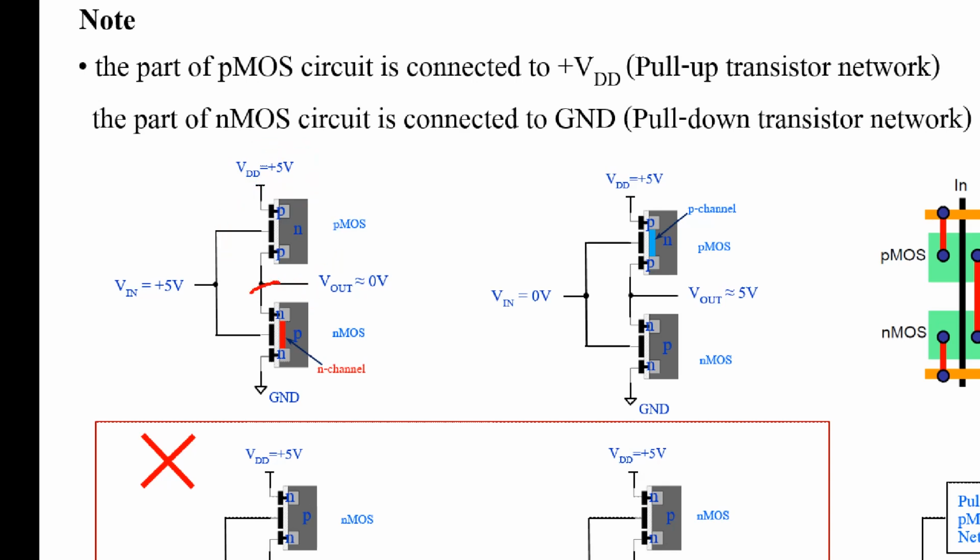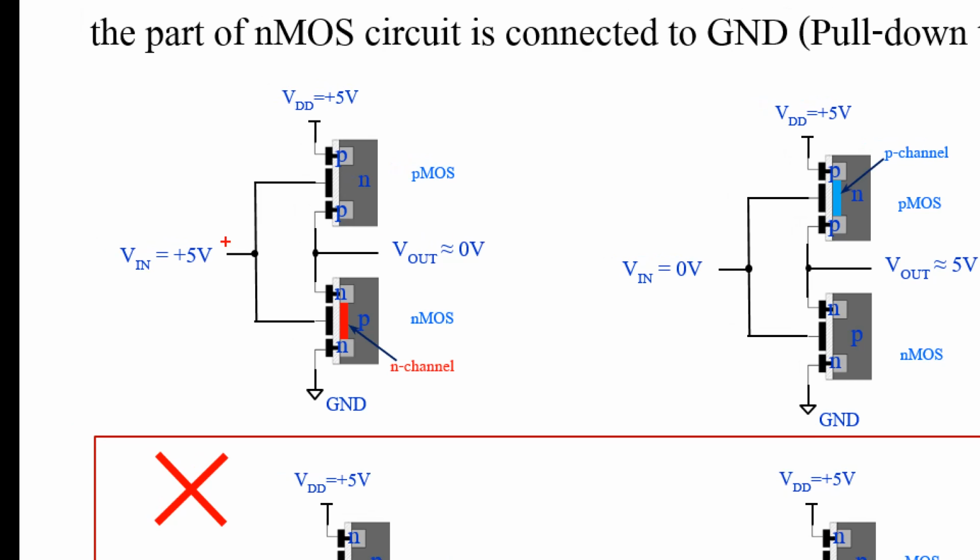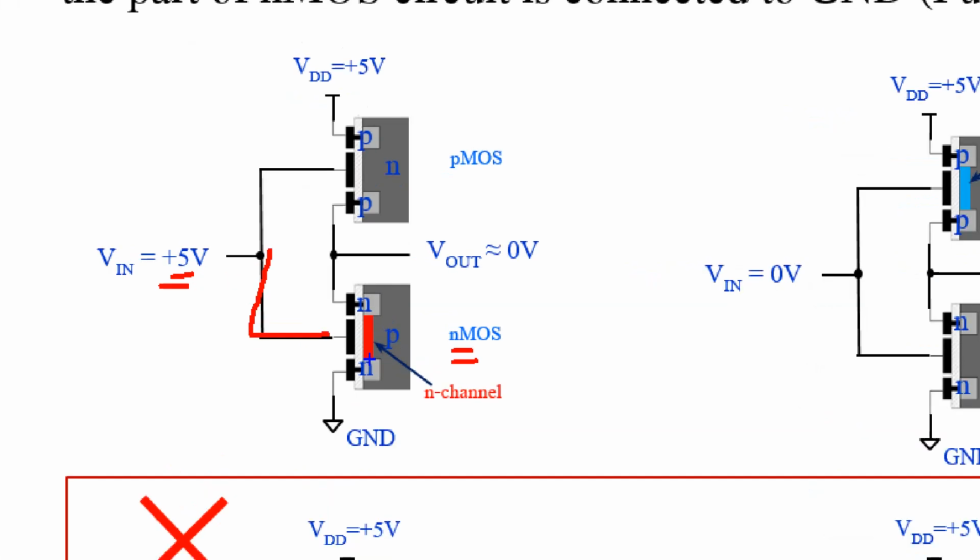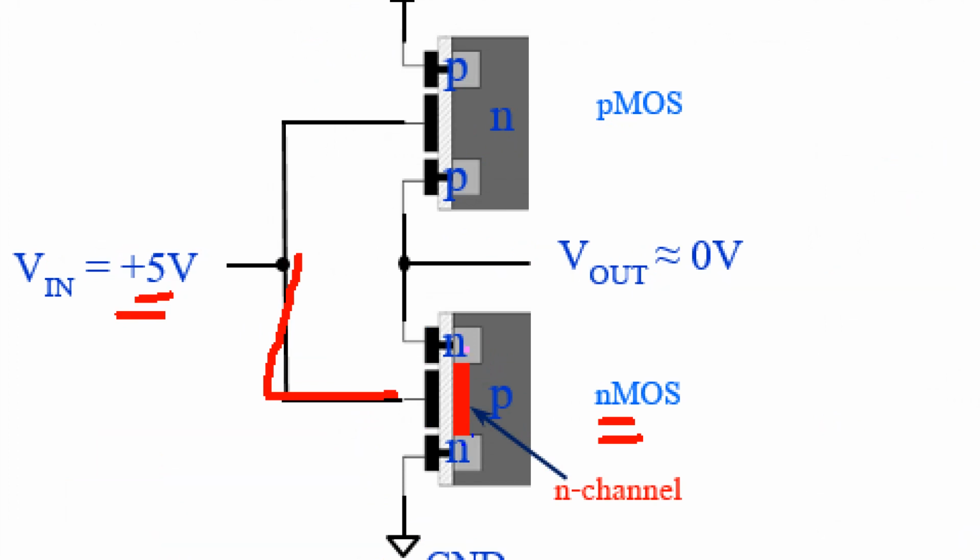But for NMOS, you must use it at the low part of the circuit that connects to ground. You cannot swap between P and N. Why? For example, for this one, NMOS is here, right? When you apply 5 volt, then the 5 volt will induce an N channel here. We call it 5 here and 0 here. 5 volt is higher than this side, so it can induce some N channel.